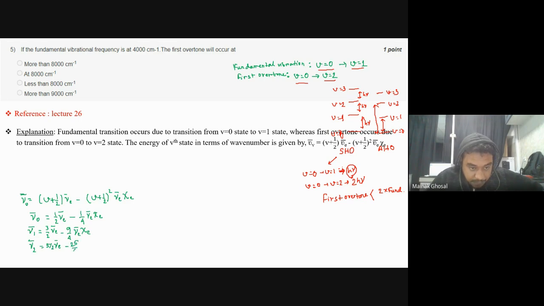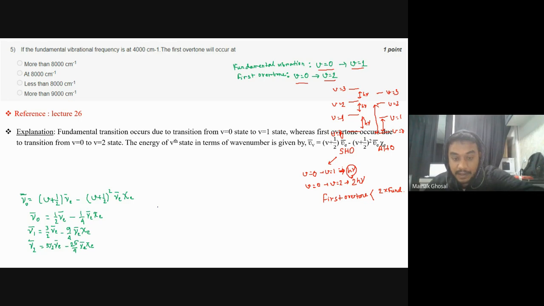25 by 4 nu e bar chi e. So I have three different values of these energies corresponding to v equals 0, v equals 1, and v equals 2. And I am again mentioning that if there is no mention of which approximation you have to calculate with, the benefit of doubt will go to the anharmonic oscillator approximation, unless it is mentioned that you have to calculate it through the simple harmonic oscillator approximation. So with this anharmonic oscillator approximation, I have calculated the energy of three different energy levels.